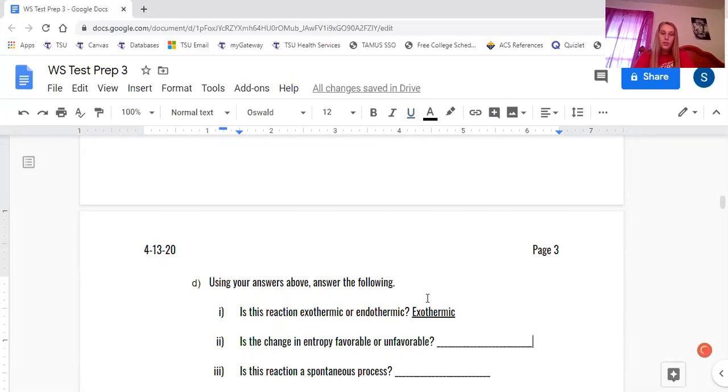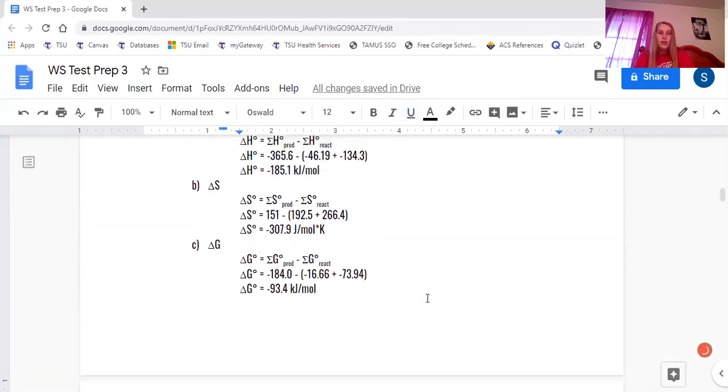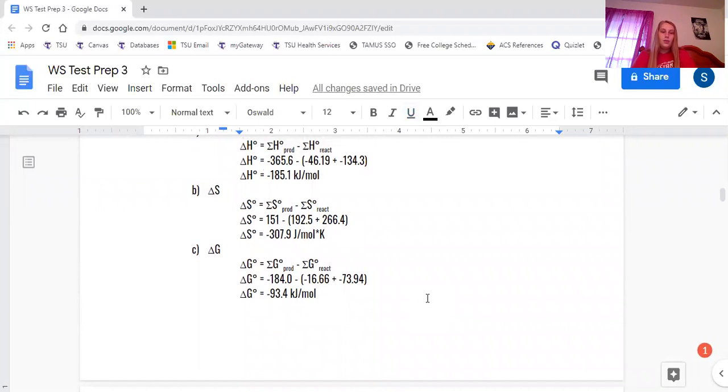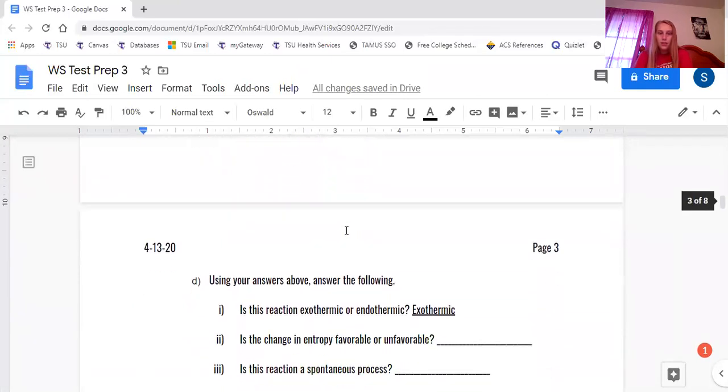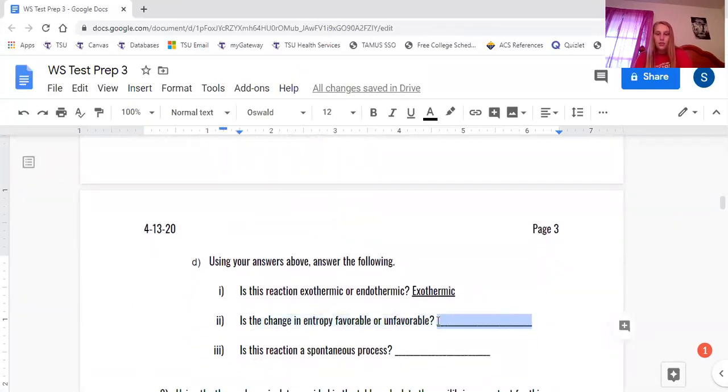Then is the change in entropy favorable or unfavorable? So you can look at that. Do you think it's favorable or unfavorable? And that's based off of your delta S value, if you don't remember. That's right, it's going to be unfavorable. Perfect. And that is going to be right here. And that's unfavorable because a negative delta S value is unfavorable. Positive delta S value is favorable.